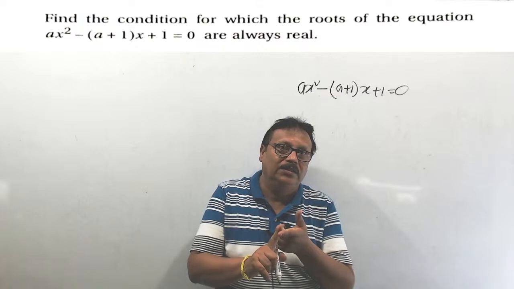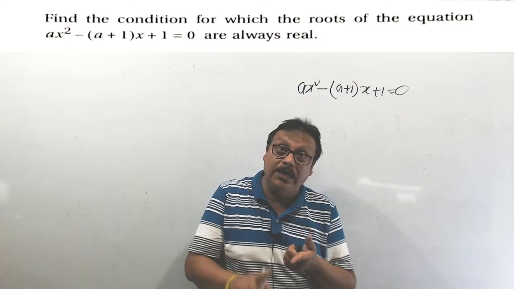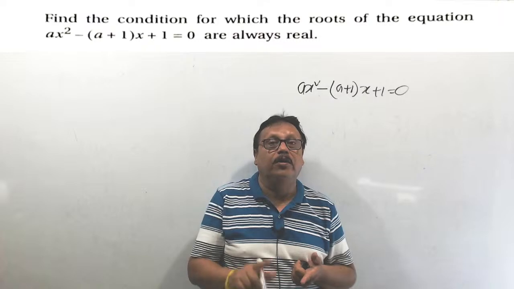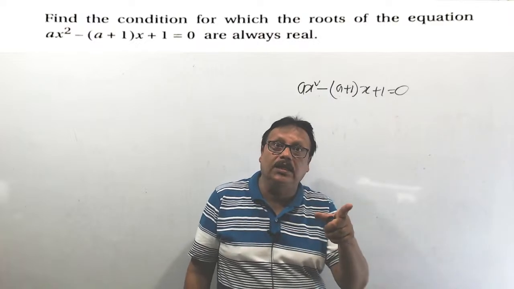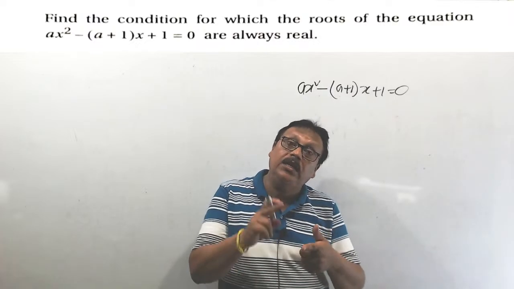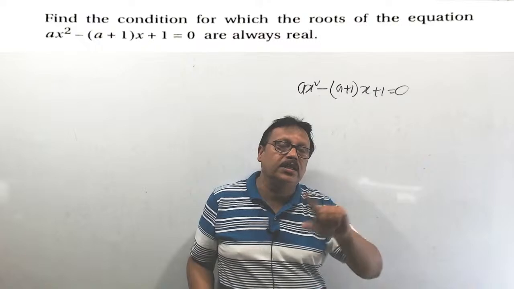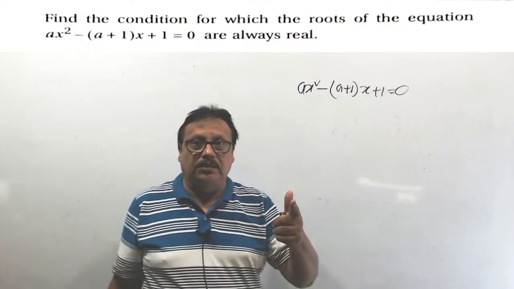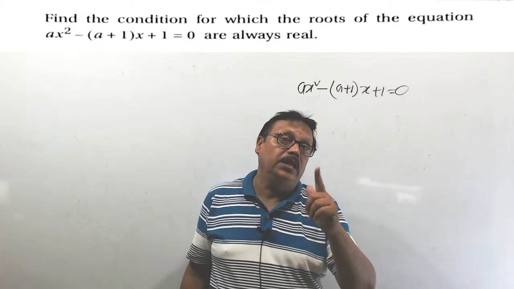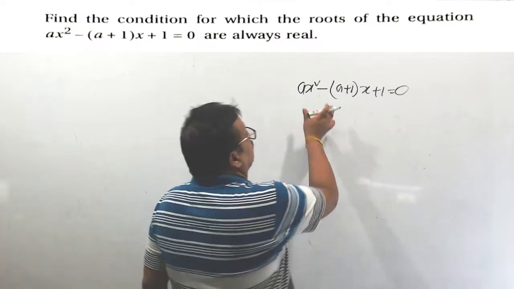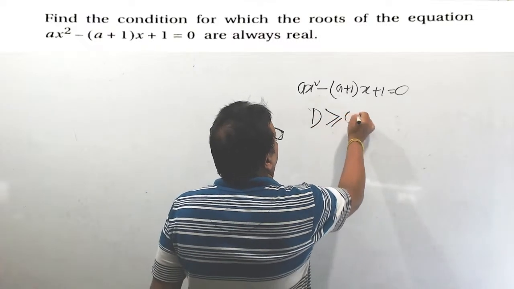That means what? Discriminant would be greater than 0 or greater than or equal to 0. Which one? Greater than or equal to 0, both. Because when the discriminant is equal to 0, roots are real and equal. And when the discriminant is greater than 0, roots are not equal, but real. Rationality is immaterial here; what matters is whether the roots are real or not. In both cases, greater than or equal to 0, roots are real. So for this equation, the roots will always be real when D is greater than or equal to 0.